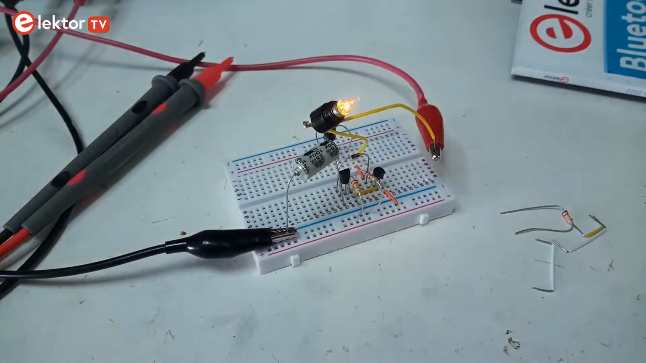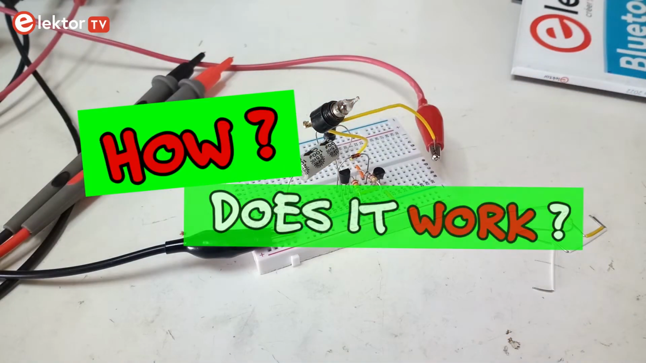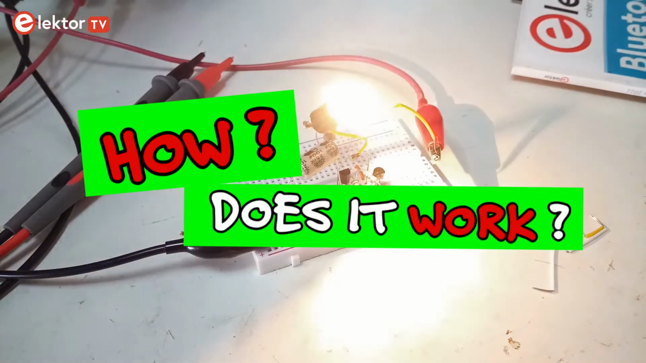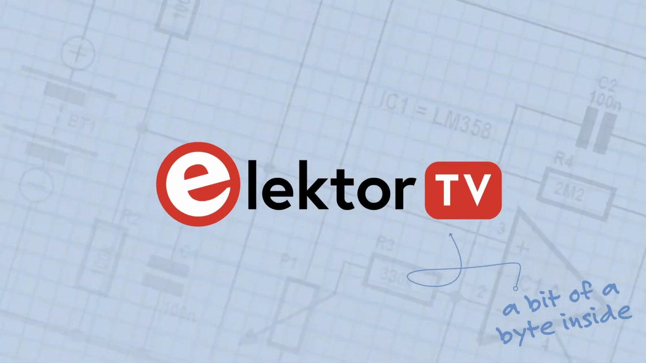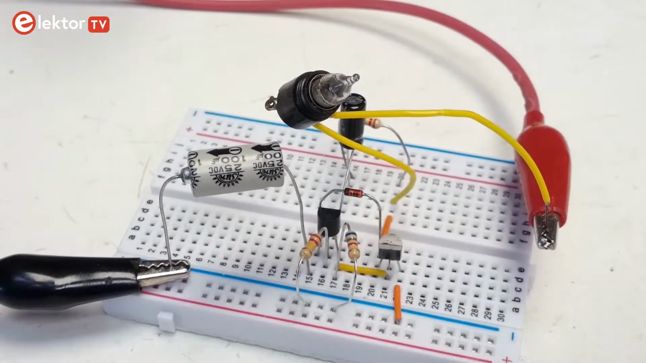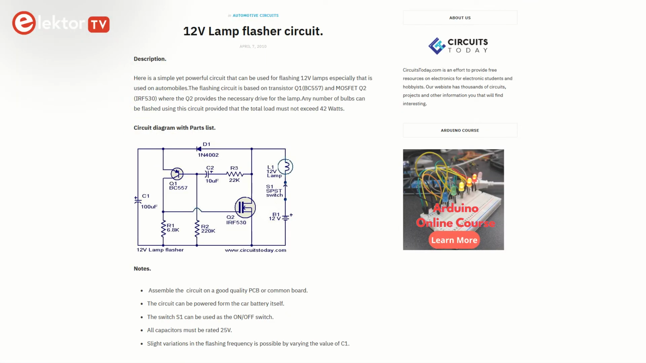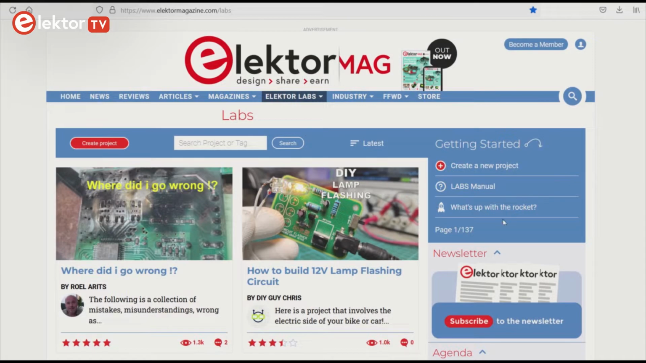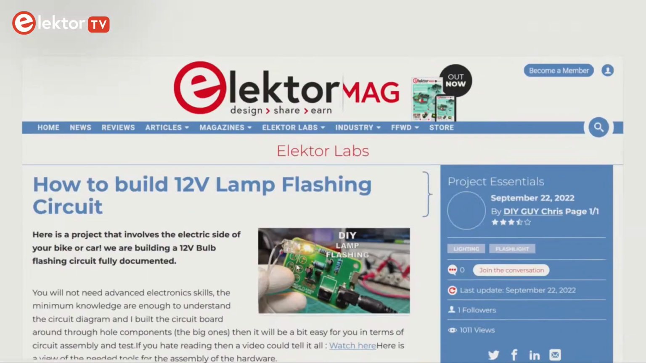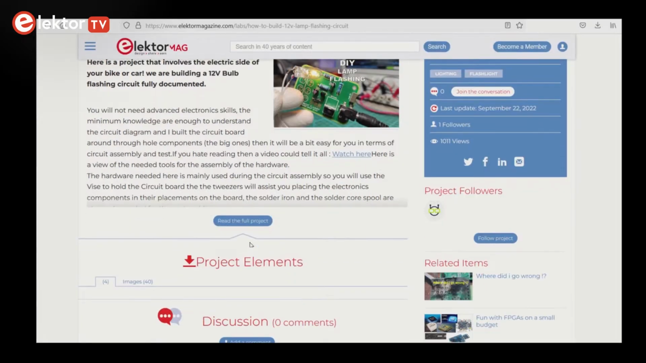In this video we will have a detailed look at a simple light flasher circuit that can be found all over the internet. The circuit we will be looking at is the kind of circuit that you find when you search the internet for something like a car bulb or 12-volt lamp flasher circuit. I discovered it when a version of it was posted at the Elektor Labs project website.